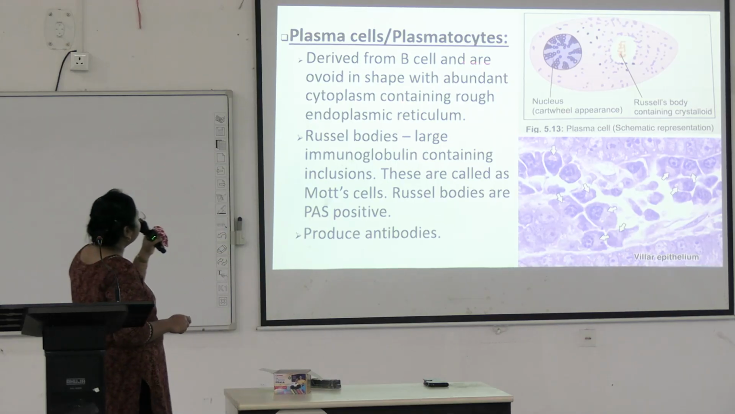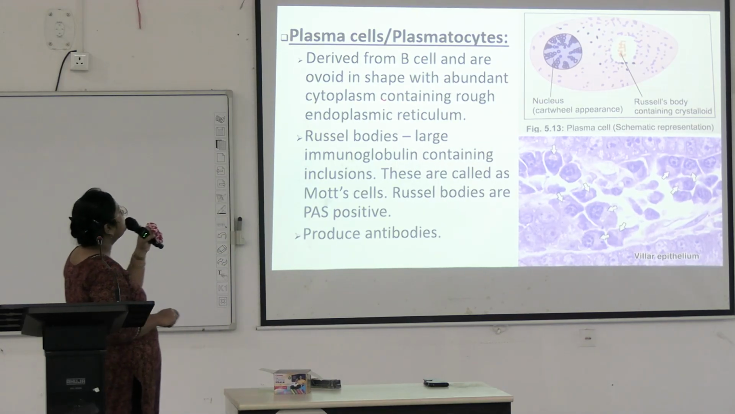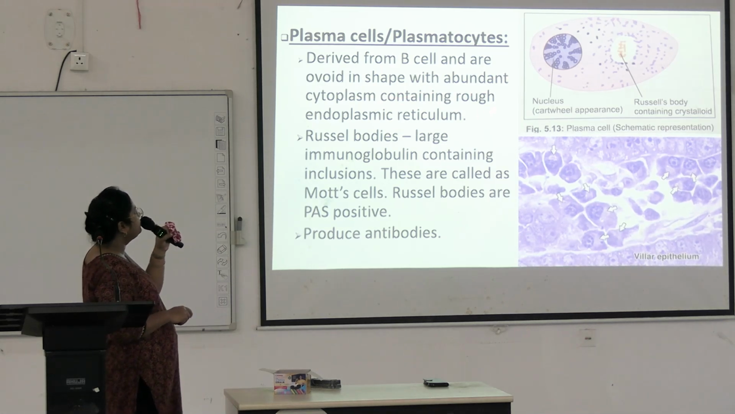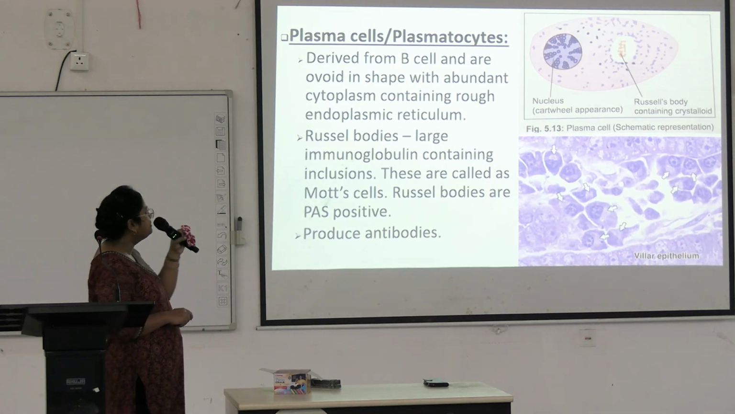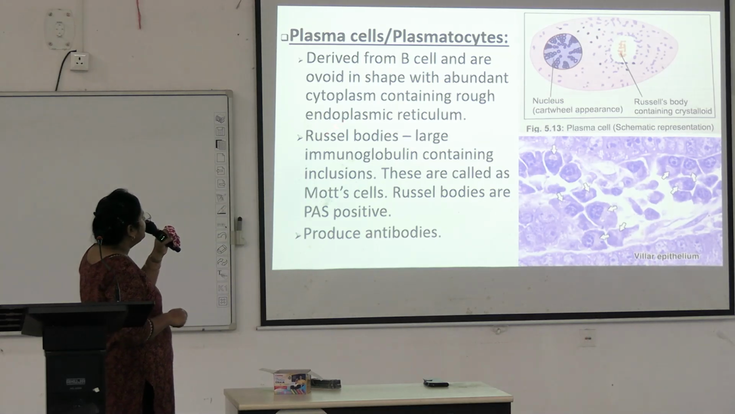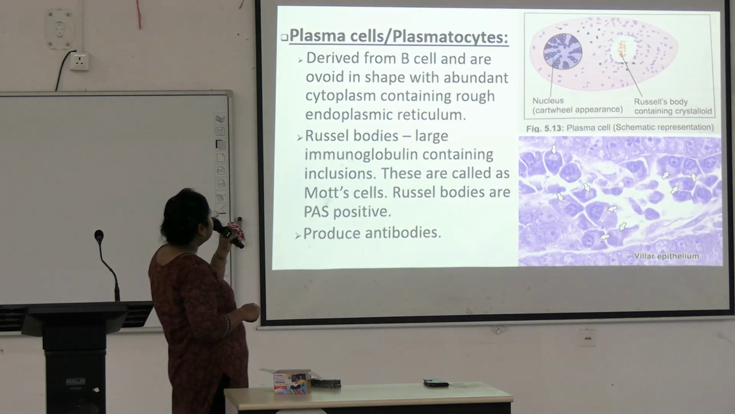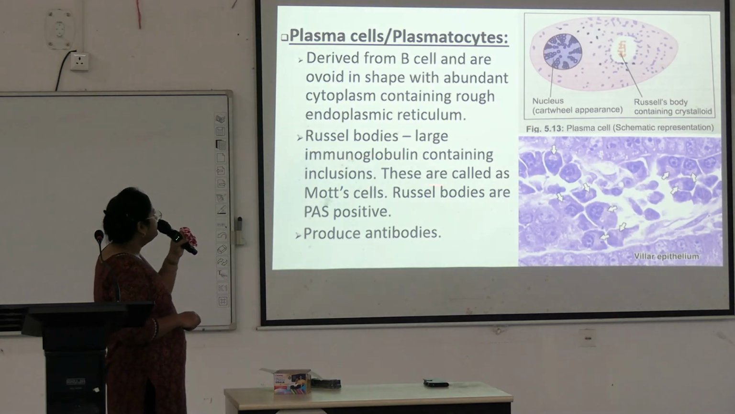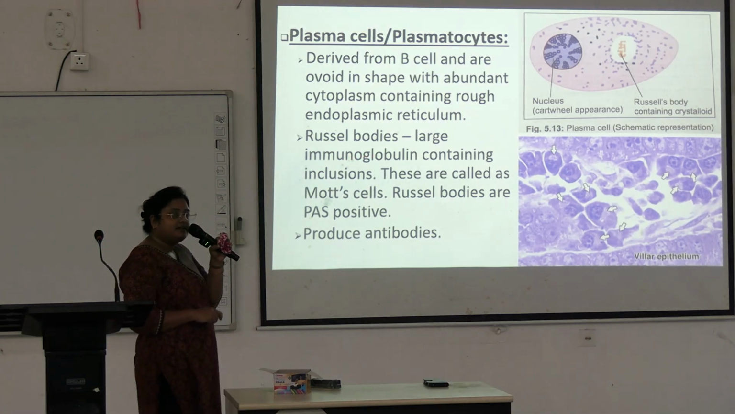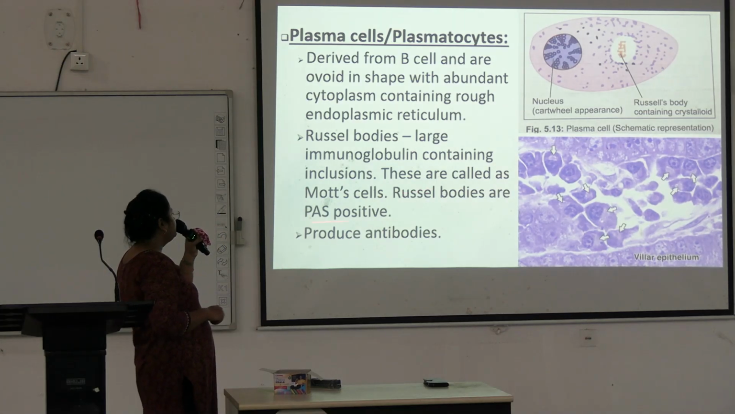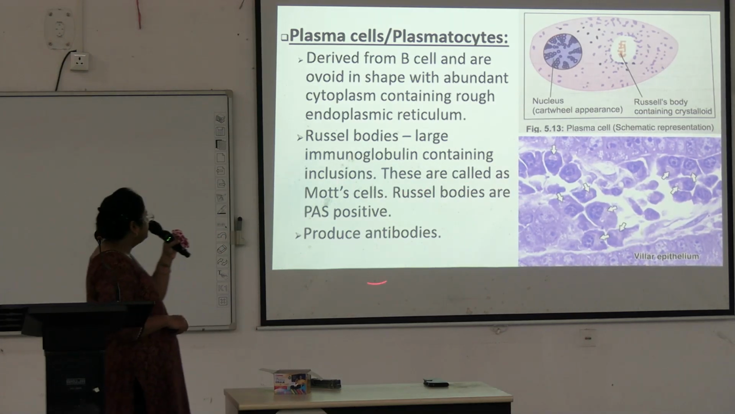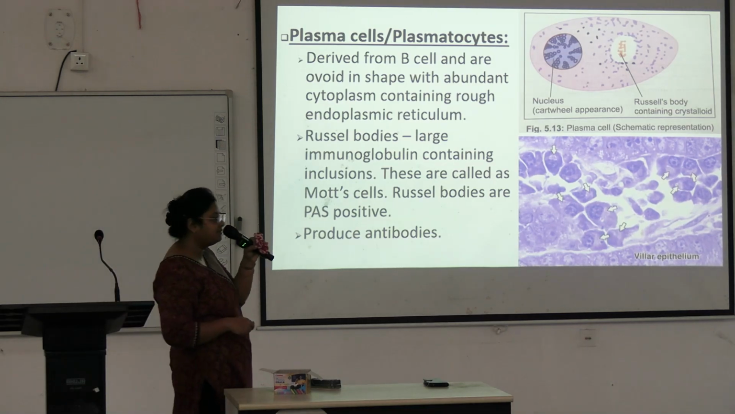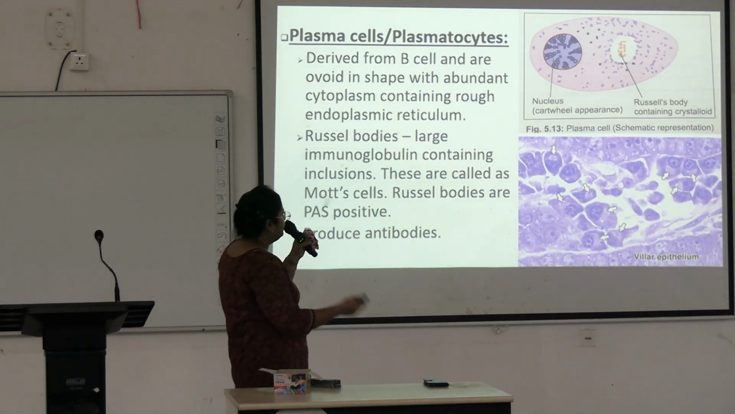So plasma cells or plasmatocytes are derived from B cells and ovoid in shape with abundant cytoplasm containing rough endoplasmic reticulum. Russell bodies are present. What is a Russell body? They are large immunoglobulin containing inclusion bodies, and these cells are called Mott cells. Russell bodies are periodic acid Schiff positive, and plasma cells produce antibodies. That is the main function of plasma cell.